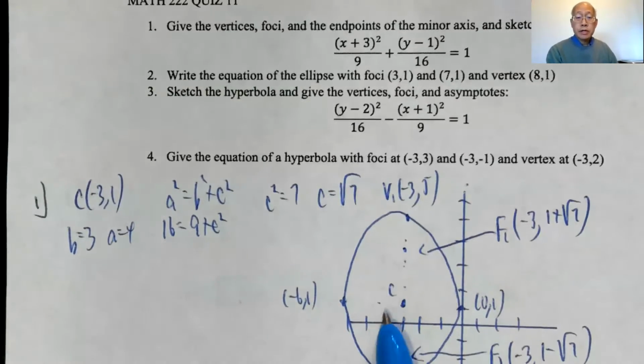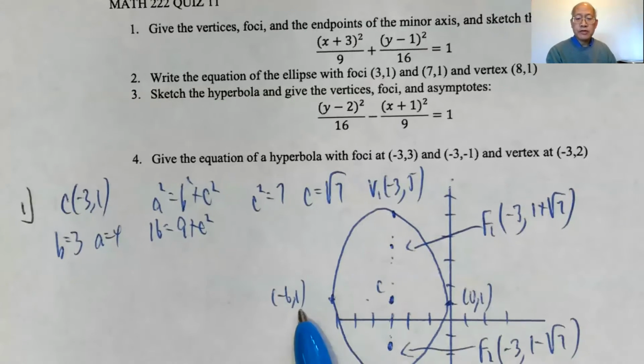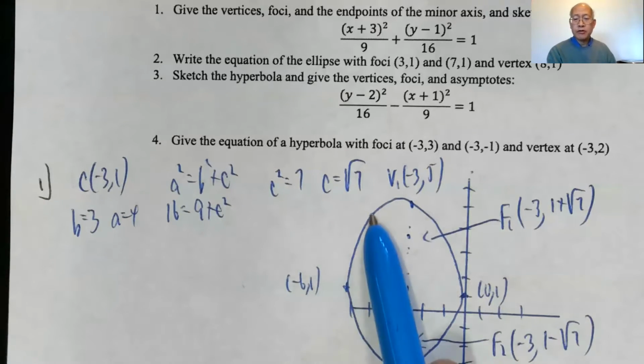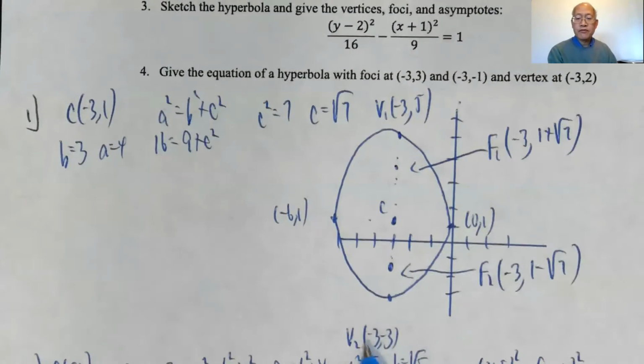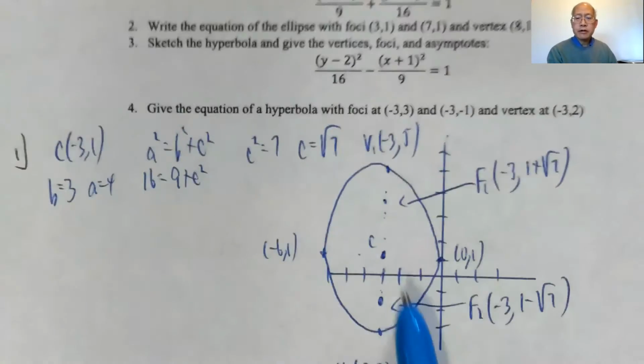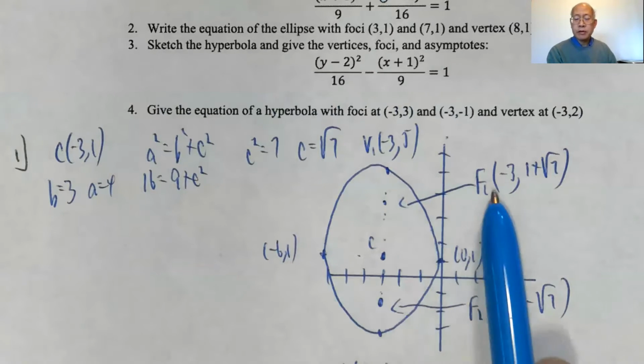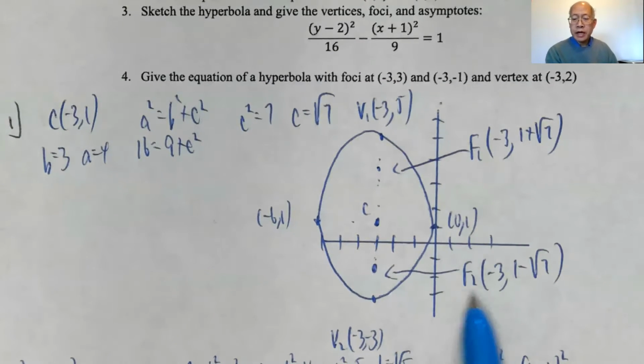So the center is at (-3, 1). I go 3 units left and right, (-6, 1) and (0, 1). I go 4 up and down. That'll give me vertices at (-3, 5) and (-3, -3). And foci are (-3, 1 plus radical 7) and (-3, 1 minus radical 7).